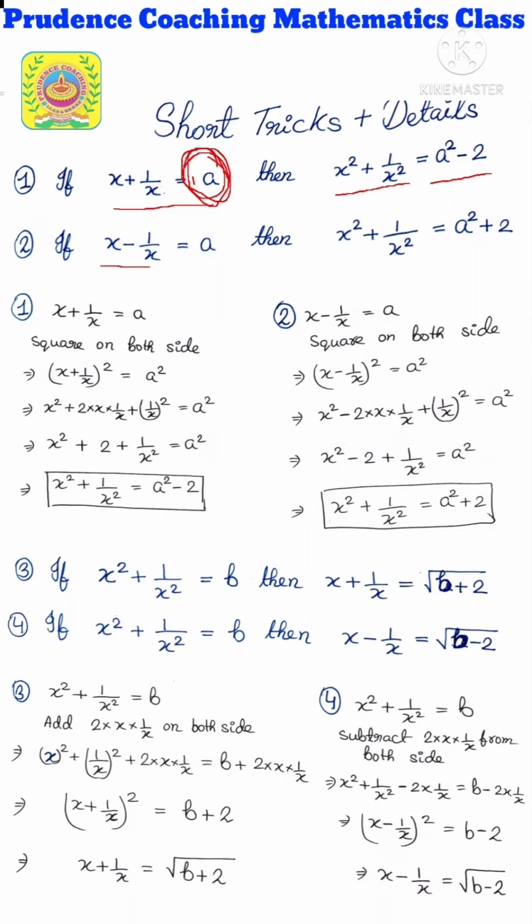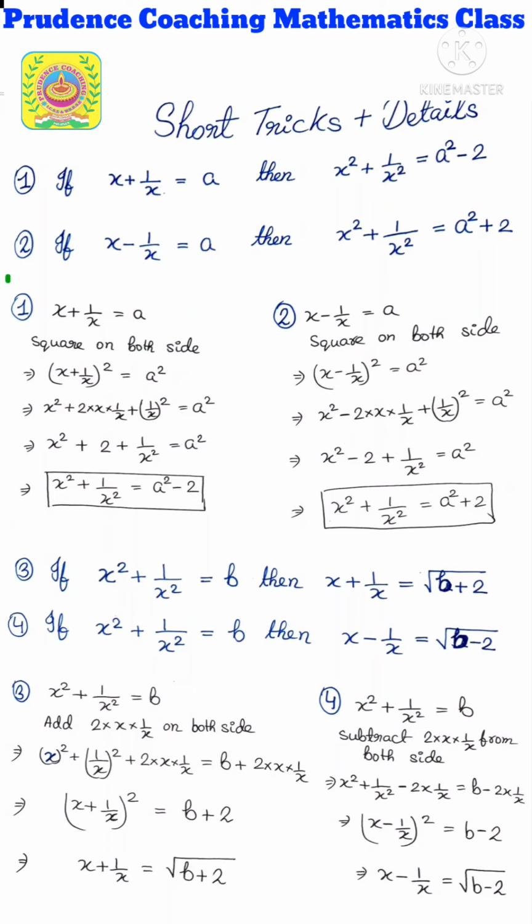Similarly, if in the question it is given x minus 1 by x equals a, then we can find the value of x square plus 1 by x square by the formula a square, the value given, plus 2. But will we just learn this? No, we will see how this formula is derived. So let us take the first example: x plus 1 by x equals a.